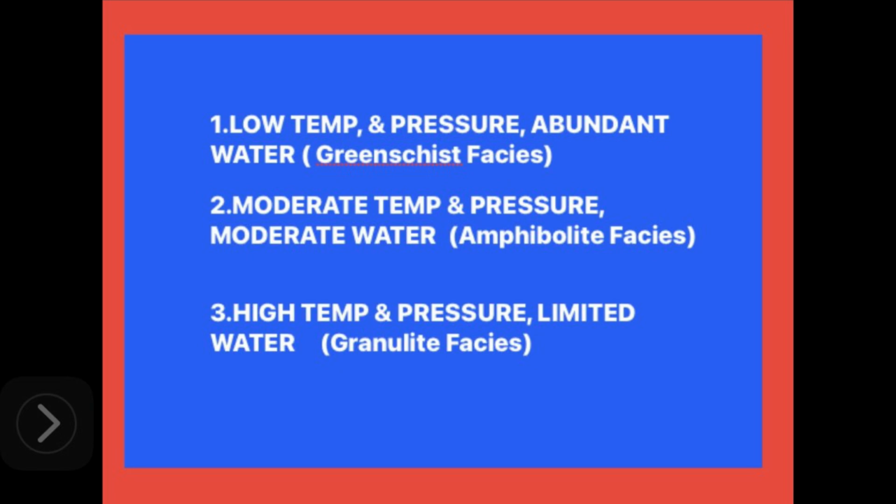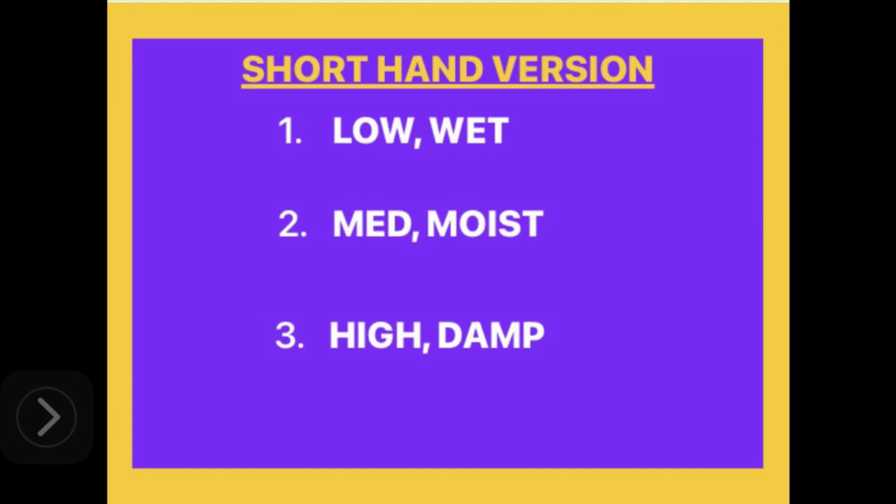Sounds like a chunky kind of beer. So in layman terms, or if you like redneck terms, the three stages of metamorphism could be called low wet, that's greenschist; medium moist, that's amphibolite; and high dry or high damp, that's granulite.